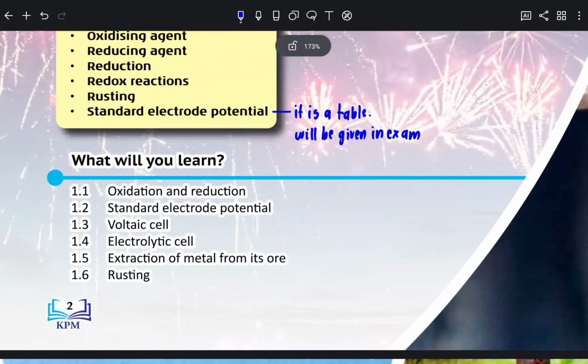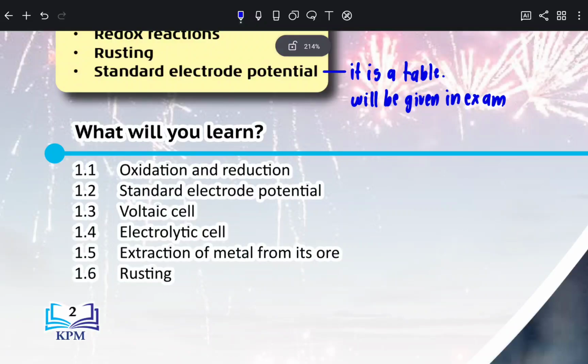Okay, then what you will learn in redox. Okay, you have 6 subtopics in redox. The first one is oxidation and reduction. Second one is standard electrode potential, where you will be using the table. Voltaic cell, electrolytic cell. Okay, please highlight these two things. These two are the main exam-based questions, voltaic cell and electrolytic cell.